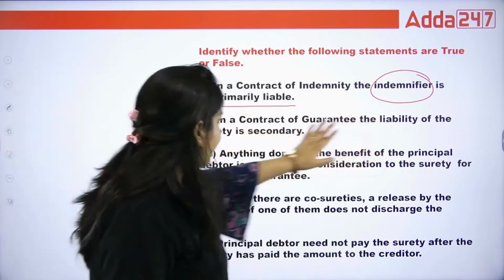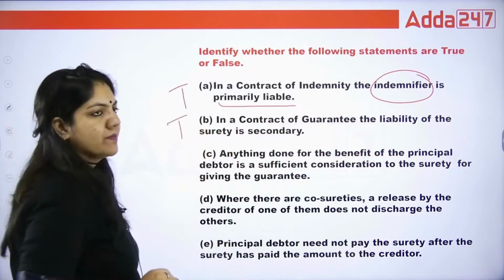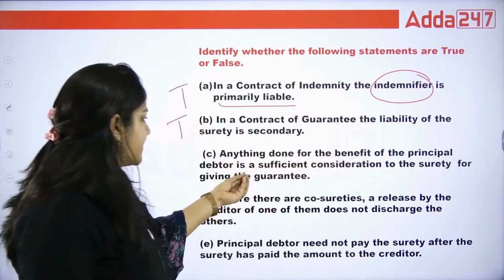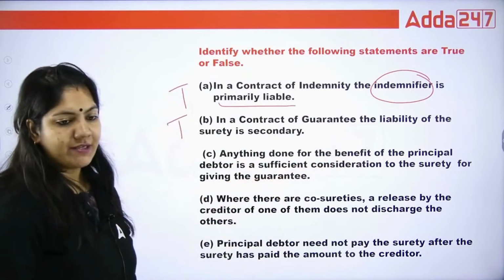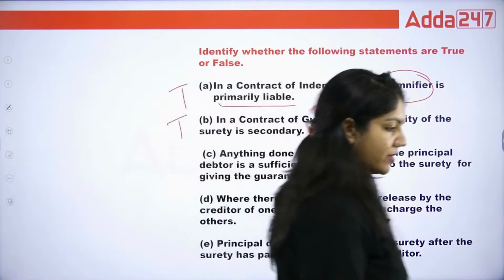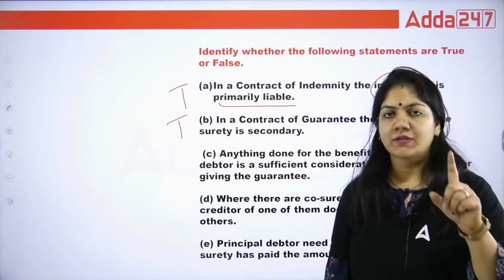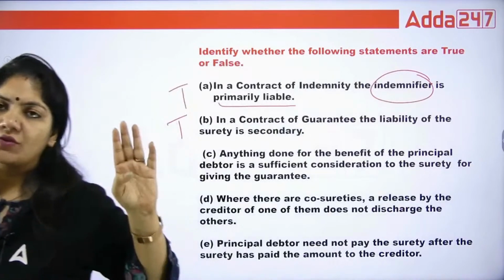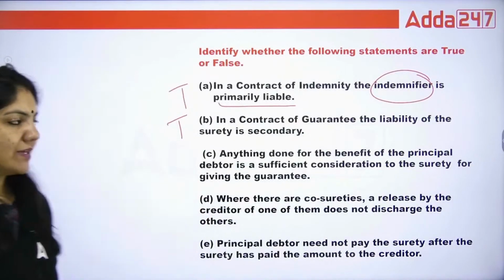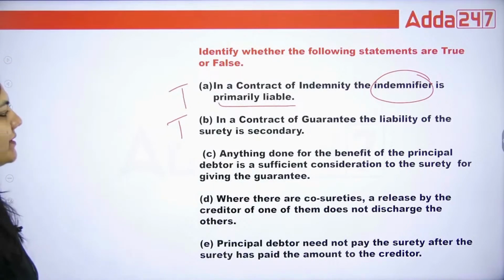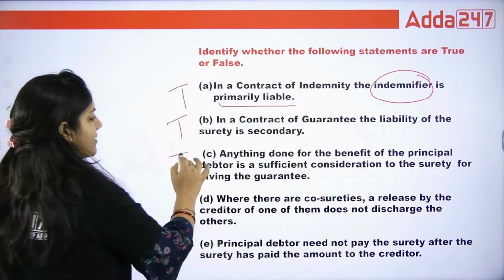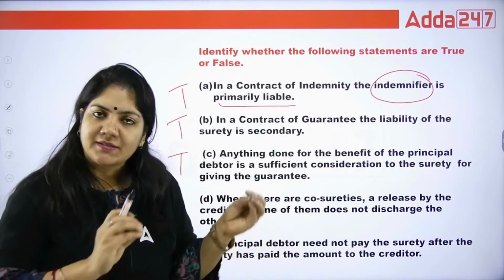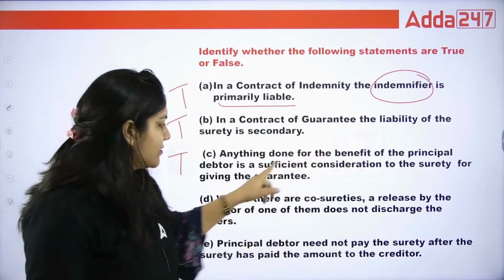In a contract of guarantee, the liability of the surety is secondary. That is true. The first liability is of the principal debtor, second is the surety. Anything done for the benefit of the principal debtor is sufficient consideration to the surety for giving the guarantee. This line we have done in the paid class. I have already told you, if you really want to crack your exam, focus on the paid batch. Second, focus on the YT session, mock paper, and whatever questions I am giving you in the session. So in a contract of guarantee, the liability of the surety is secondary, yes. Why? Because if a guarantor is helping the principal debtor, that is sufficient consideration. So this is a true statement.